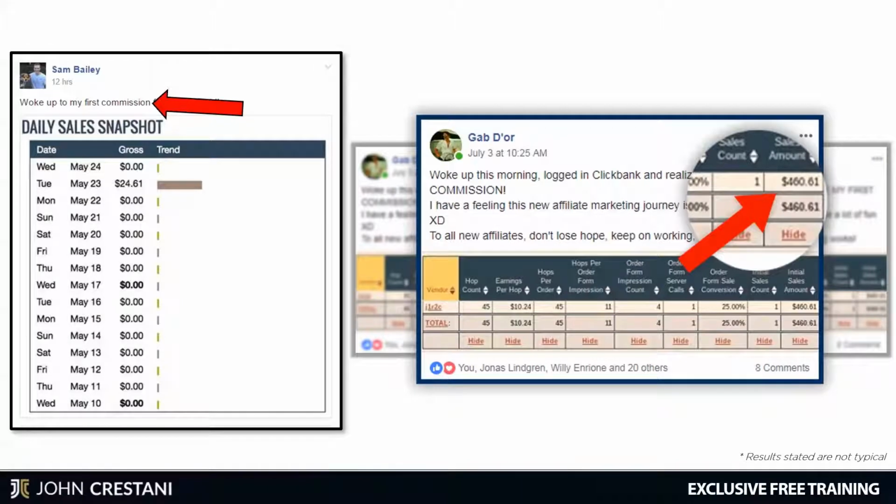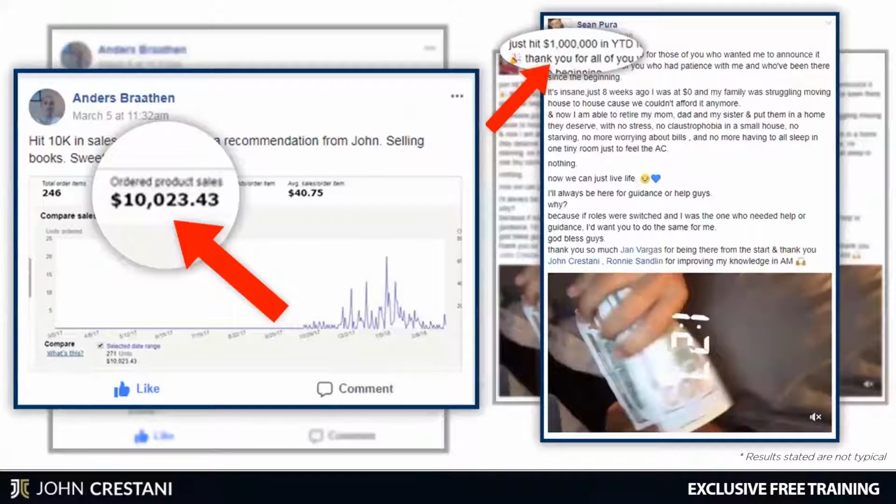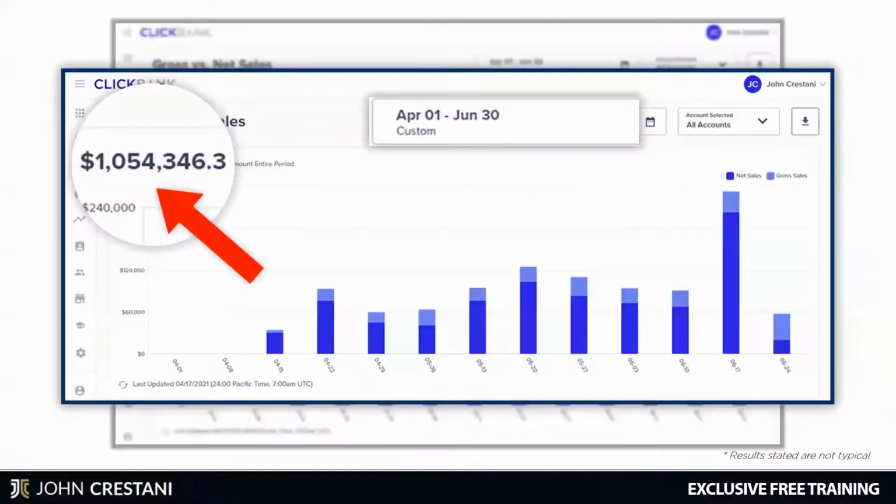You see first commission, more commissions, $10,000, over $1 million year to date. And you can see some of my results here. Over $1 million in just a 3-month period.